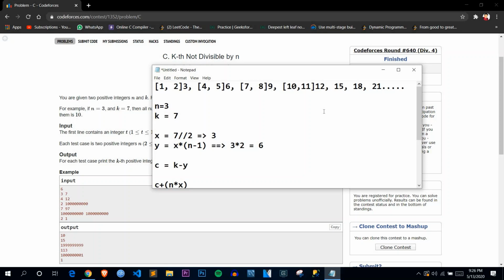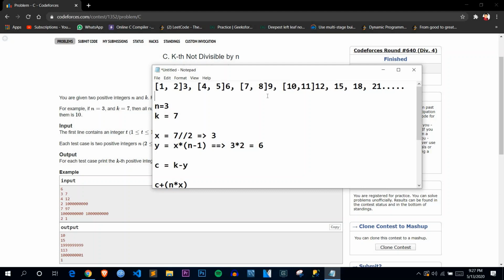Notice one thing, every divisible by n term is leading n minus 1 non-divisible by n terms. Here, the first divisible by 3 is 3, and it has exactly n minus 1, that is 2, non-divisible terms here also. So this is the very important first observation for this problem. Then we will have this sort of segments here, and these segments will be exactly of length n minus 1.